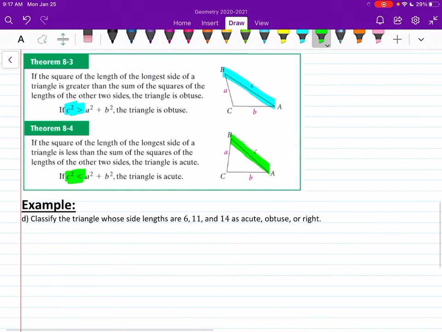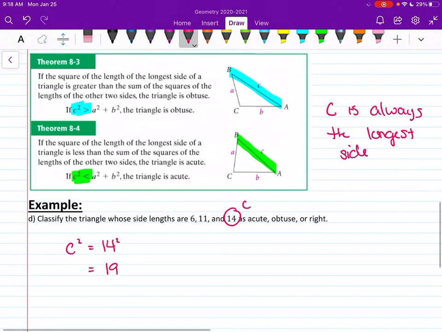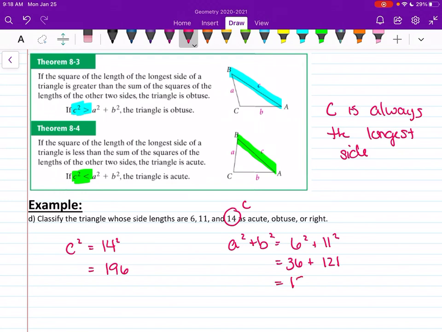So let's look at this. Once again, remember that C is always the longest side. Once again, we're going to calculate A squared plus B squared separately from C squared. Classify the triangle whose side lengths are 6, 11, and 14 as acute, obtuse, or right. So let's calculate C squared. C has to be the longest side, so C is 14. So 14 squared equals 196. And then A squared plus B squared is 6 squared plus 11 squared, so 36 plus 121, which gives me 157.